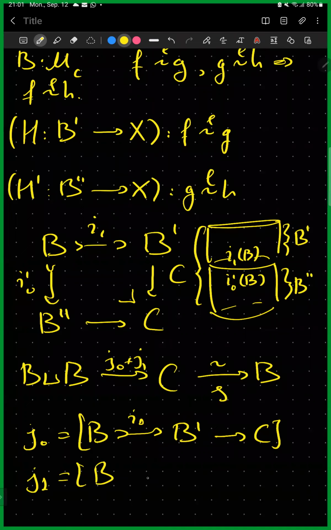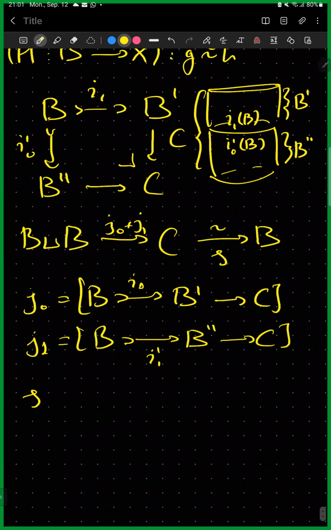J1 is defined in a similar manner. We take I1 prime, load it into B2 primes, include B into B2 primes, and map it to C. So this S-color graphic is induced by S and S prime. Let's denote it S star.